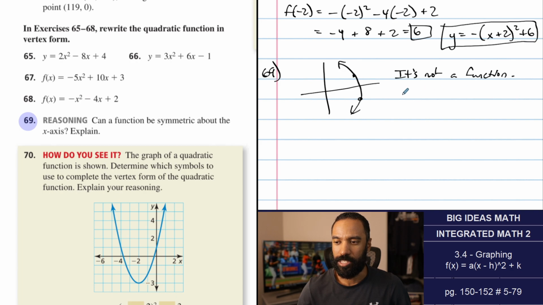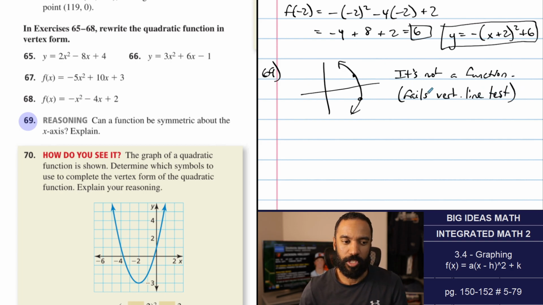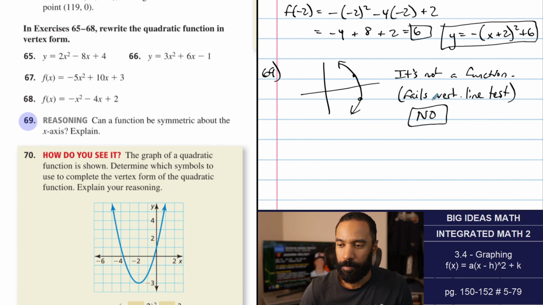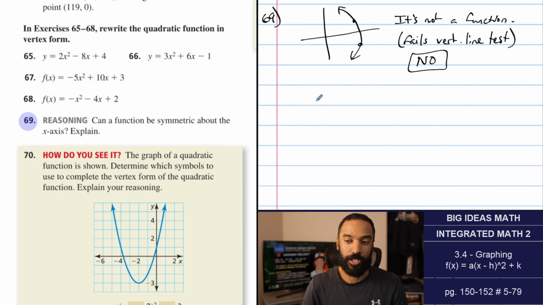It fails the vertical line test. Two y's for the same x. You can't have that. Can a function be symmetric across the x-axis? No. It's no longer a function. Can a relation? Yeah. Like circles and stuff, they exist. Sideways parabolas.